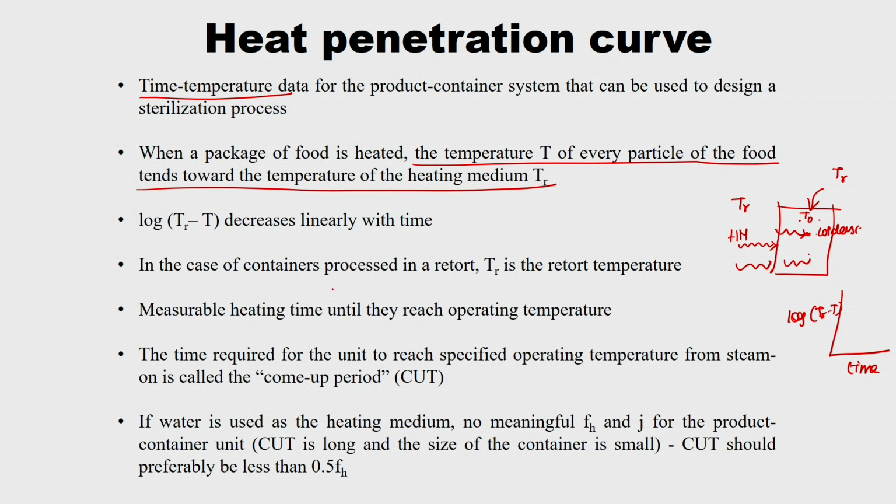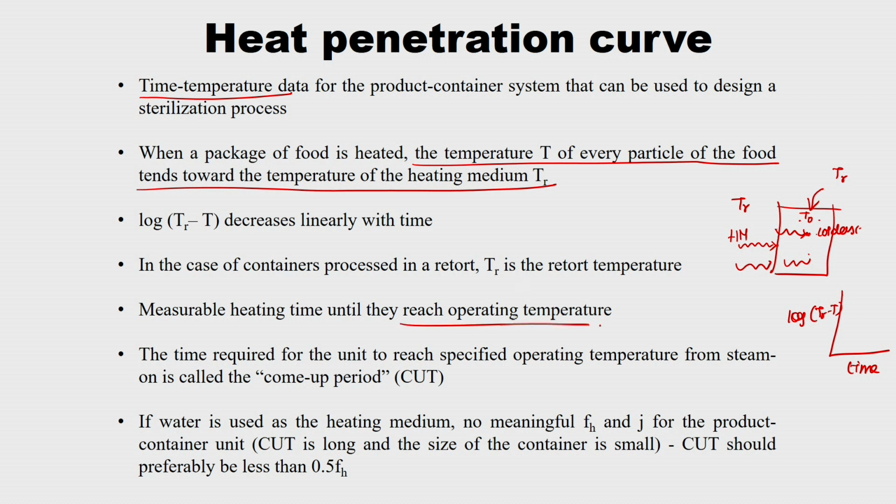In case of containers processed in a retort, TR is the retort temperature. So, actually, in the retort, what we said is first the steam is on. So, if for example the steam is at 120 degrees centigrade, the retort will take some time to reach its steam temperature, that is 120 degrees centigrade, right.